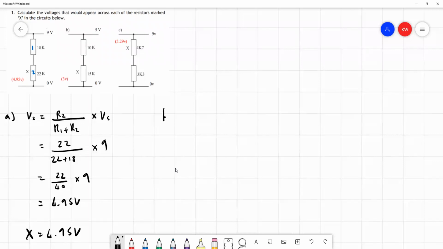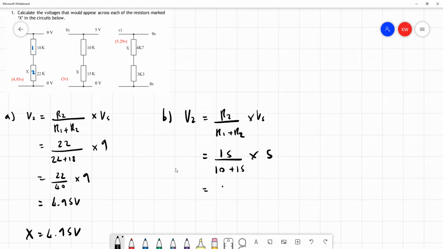In part B of the question, it's a very similar setup, so I won't waste too much time restating everything I said about part A. We're using the same formula, V2 is equal to R2 over R1 plus R2 times the supply voltage, and all of these values we need are given in the question. R1 is 10, R2 is 15, and the supply voltage is 5.